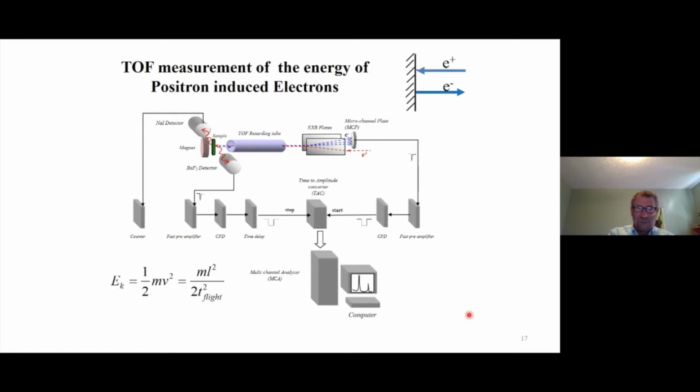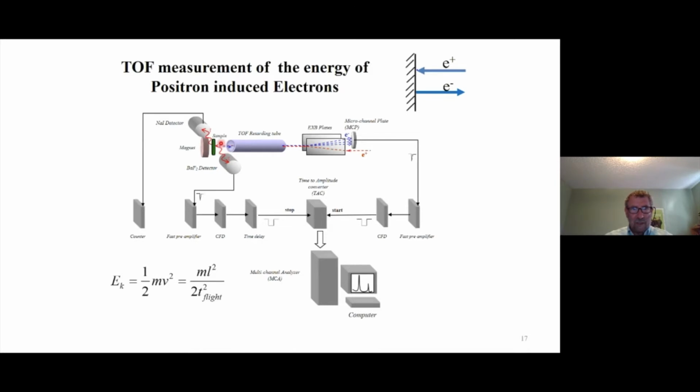So the total momentum, if it started at 0, ends at 0. So we measure the energy of these electrons by looking at the time of flight. We get this nice annihilation signal, which just tells us when the electron leaves the surface, because after the annihilation takes place, the electron is gone in 10 to the minus 14 seconds. So basically, we're measuring things at time scale 10 to the minus 9 seconds.